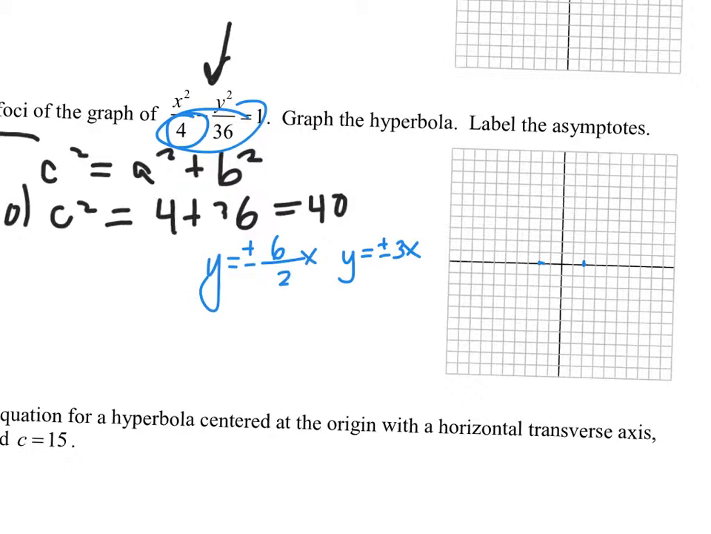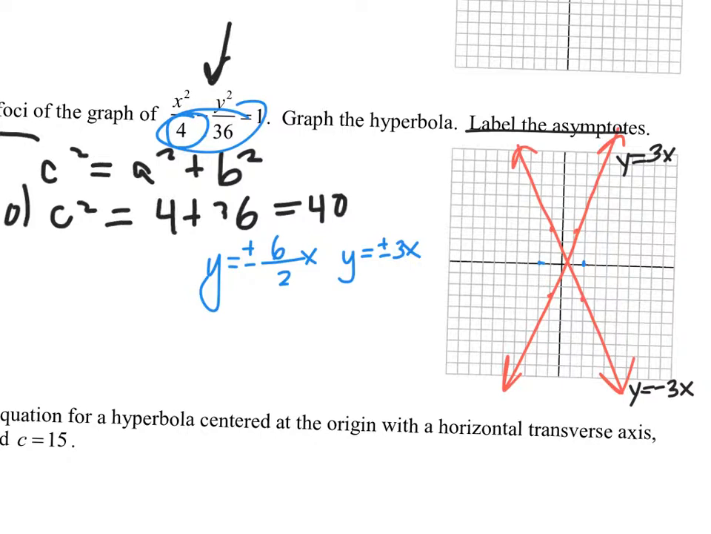So I'm going to go up 3, right 1, down 3, left 1. And do the same thing over here and draw 2 lines. Okay, so I have 2 lines for my asymptotes. Now I label the asymptotes. I'm going to label this one as y equals positive 3x, and this one is y equals negative 3x.